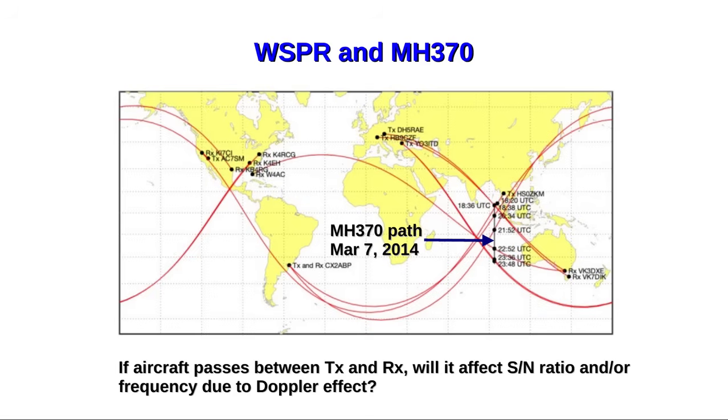If MH370 happened to be at the crossing point during a transmission, it might have caused an anomaly in either the signal-to-noise ratio or in the frequency due to the Doppler effect. For links that do not directly cross the path of MH370, one could extend the link along a great circle to the point where the flight path is reached, making these links candidates for showing anomalies as well.